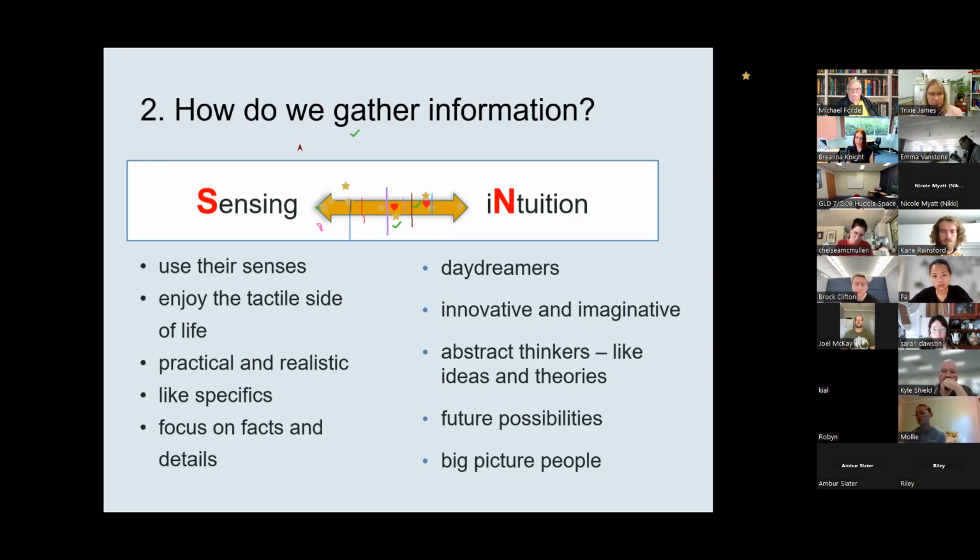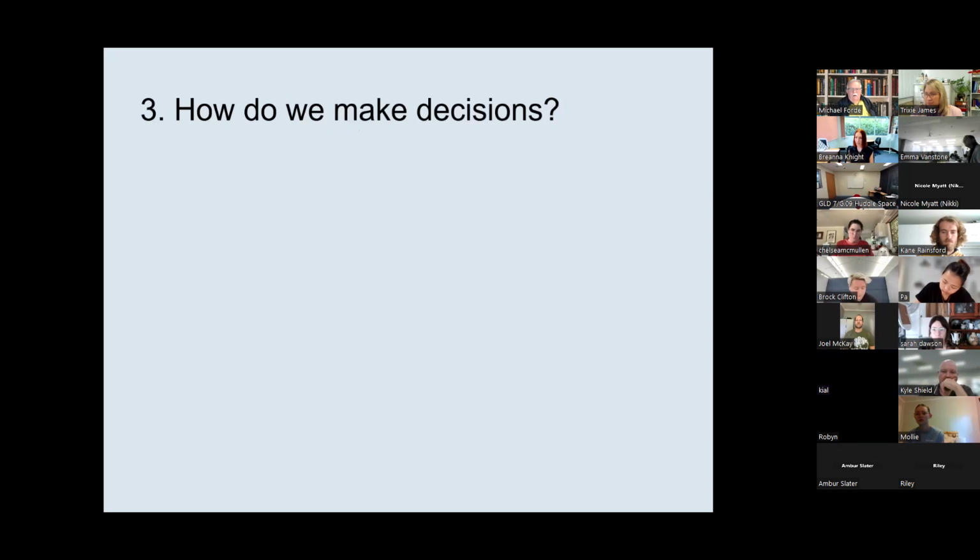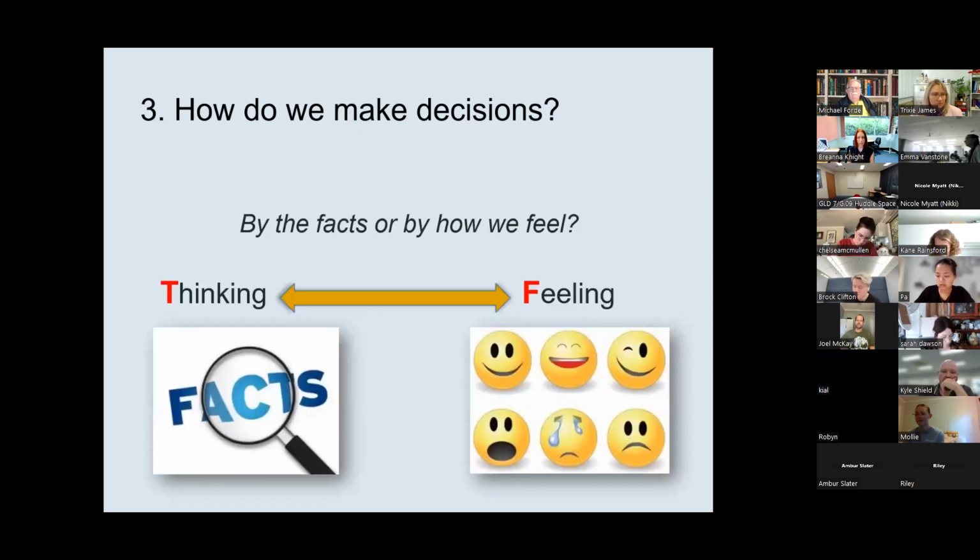It's a very mixed result on this one. It's always interesting. All right, clear all of those. Part 3 of our personality types is how we make decisions. So, are we a facts person or are we a feeling person? Do we think things through or do we go on our feelings?